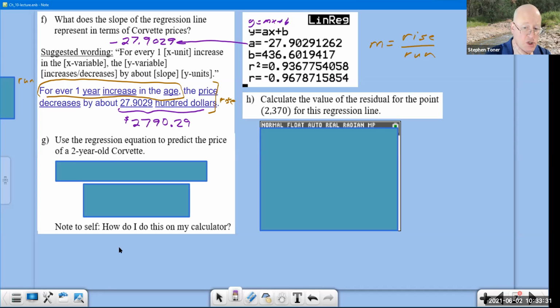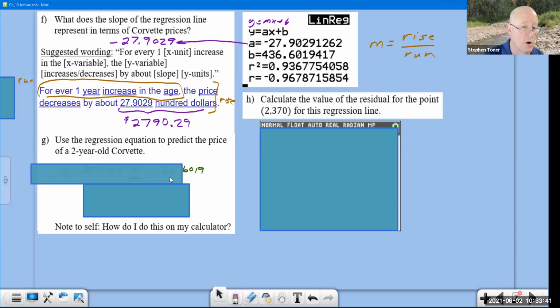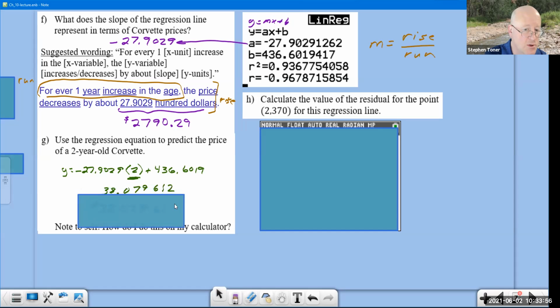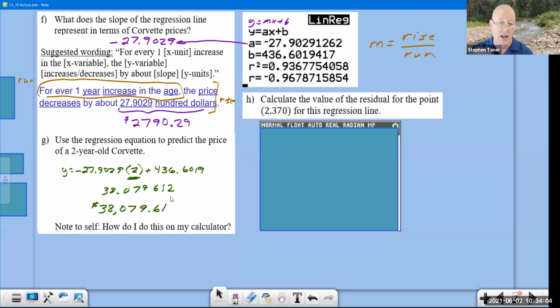Okay, then part G now asks us to use the regression equation to predict the price of a 2-year-old Corvette. Now, there's two ways to do this. One way is to stick that number 2 into the equation, y equals mx plus b, just like in an XY chart in an algebra class. And if you do that, you end up getting 38.0979612, but you have to take into account that y is measured in hundreds of dollars.